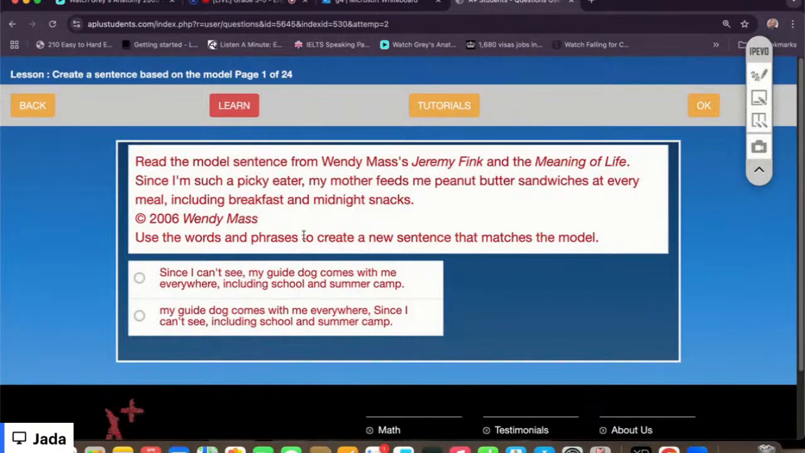Okay, so we have: Since I'm such a picky eater, my mother feeds me peanut butter sandwiches at every meal, including breakfast and midnight snacks. So you have to use this sentence to create your own sentence. Would you say, Since I can't see, my guide dog comes with me everywhere, including school and summer camp? Or, My guide dog comes with me everywhere since I can't see, including school and summer camp? So what is the right answer here?